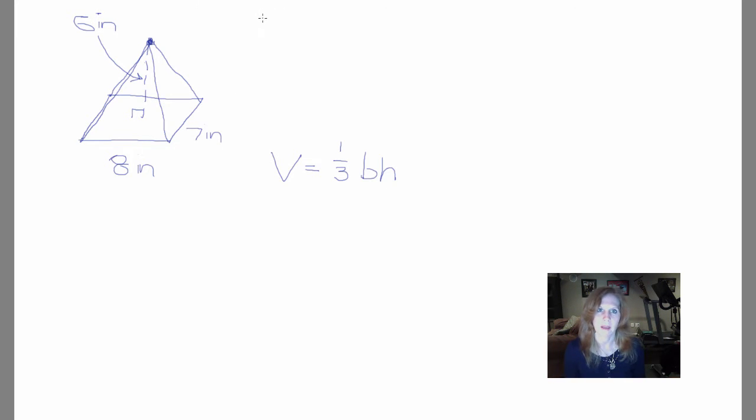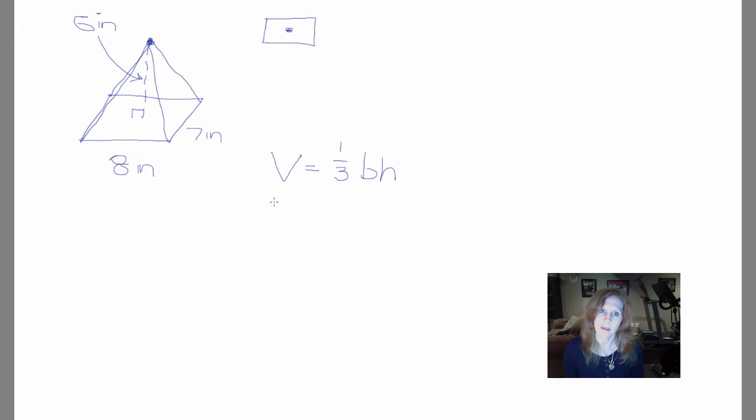And if you've forgotten what that looks like, it just means it's going to look like this, coming up into a point right at the top. This is as if we're looking down from the top. So we're going to start with our volume formula. I already wrote it. V equals 1/3 the base times the height.